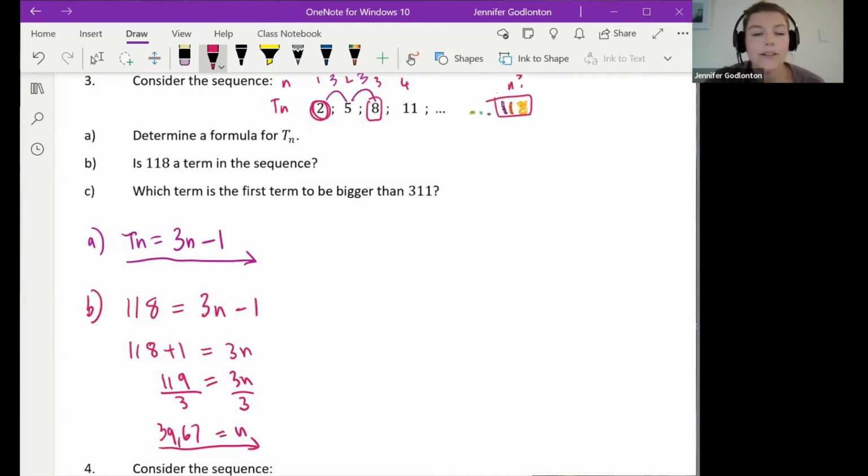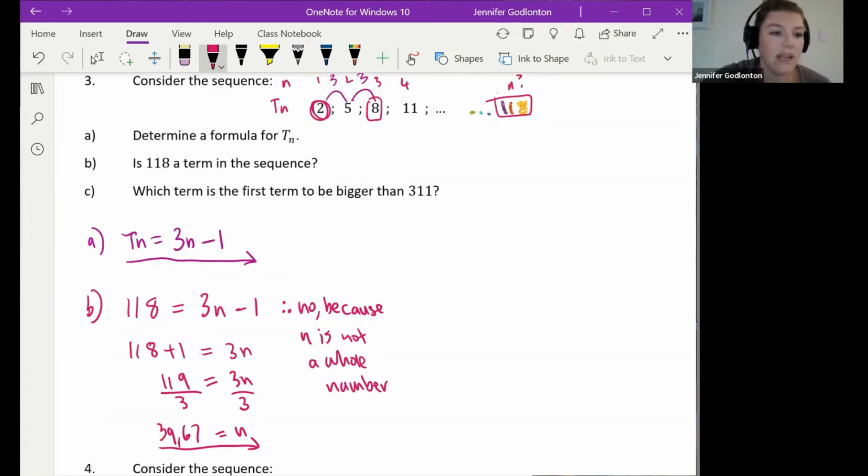If you were asked a question like this in a test or at school in an exercise, you would need to show all this working. You can't just say yes or no. Once you get a decimal, then you can say therefore no, because n is not a whole number. Or you could say because n is a decimal, any one of those options is fine. But you need to give me the full explanation. So you need to show the working, and then you need to show that.